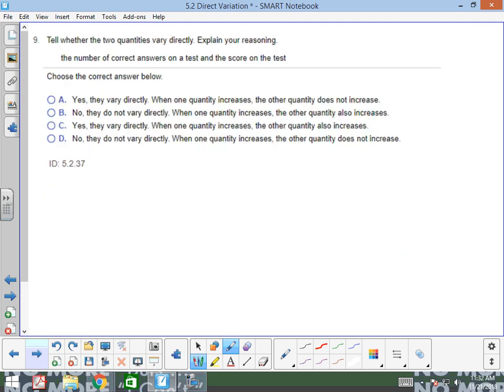All right, number 9. Tell whether the two quantities vary directly. Okay, so if they vary directly, the question you're going to ask yourself is, as blank increases, so whatever's first, does whatever's second increase?